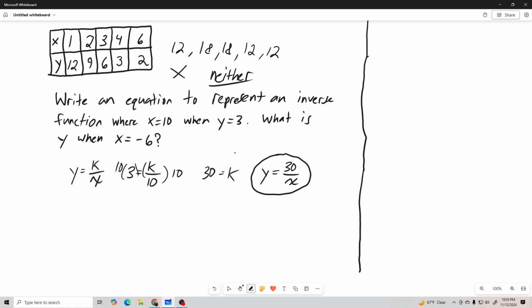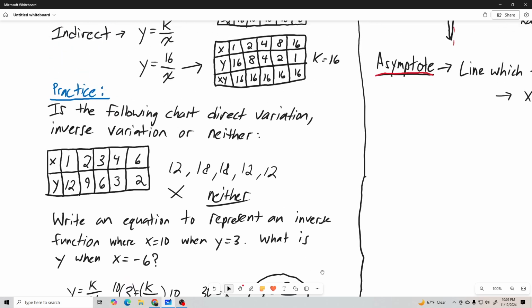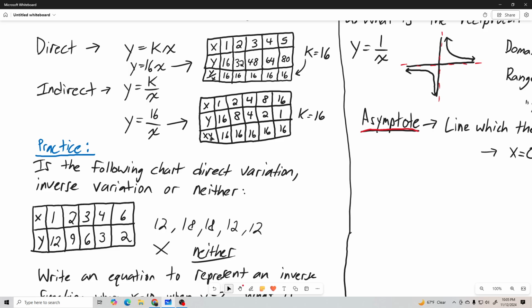And actually what's interesting is, do you see how we multiplied this 10 by 3 over here? If we actually go back up to what we did up here, remember that this is nothing more than the x and the y values being multiplied together. And that's what our k is going to equal. Our k is just our x times our y.